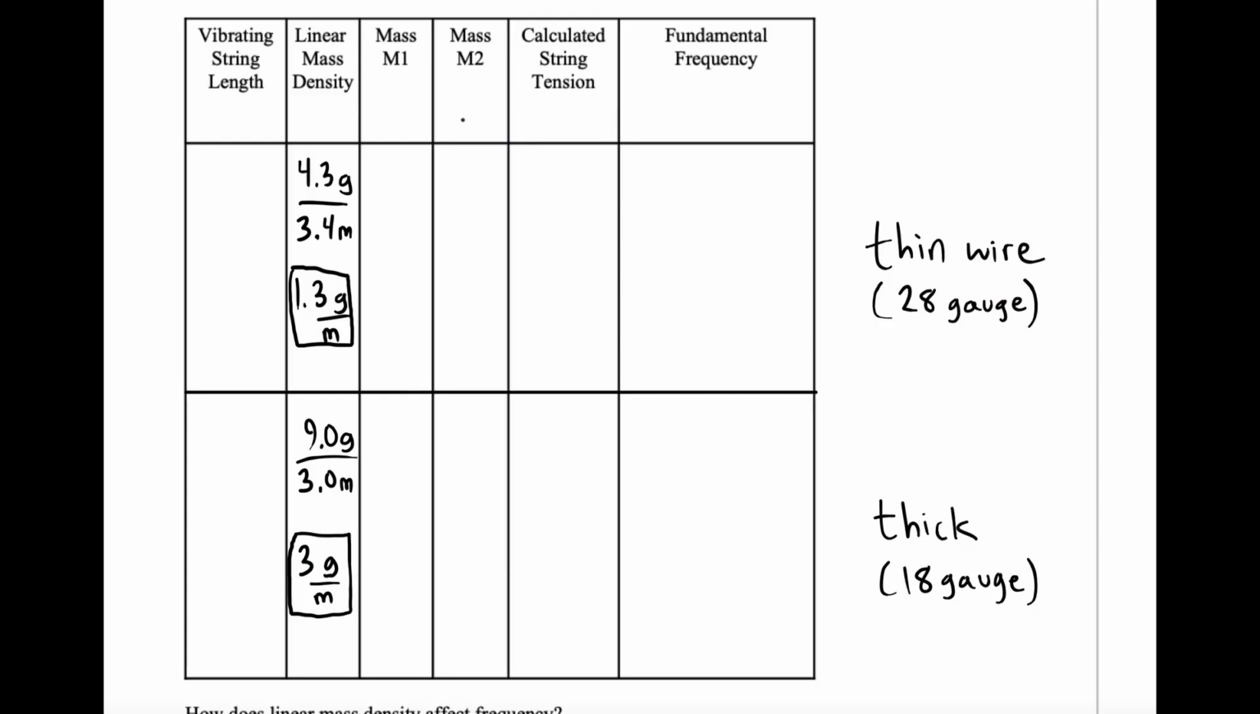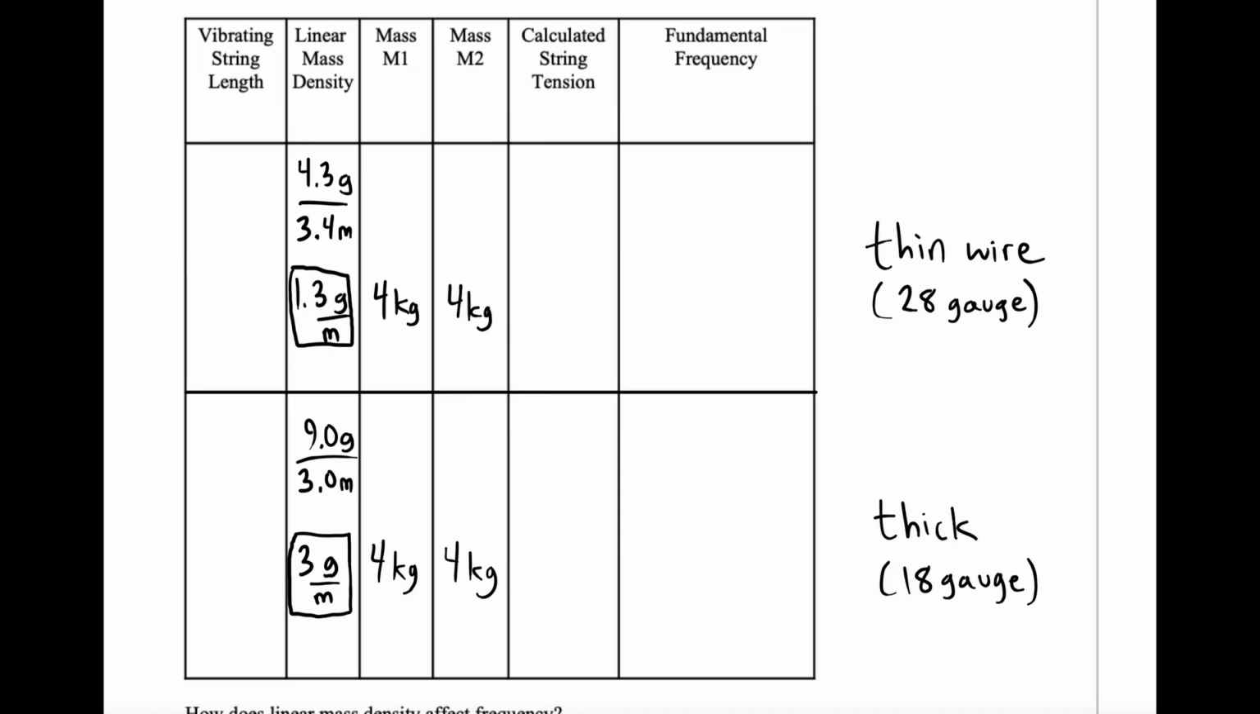So let's write down the final results. After all my practice and trials, I ended up hanging 4 kilograms from the left side of the thin wire and 4 kilograms from the right side of the thin wire. I also made it so that the thick wire mass ended up matching with that. So it was 4 kilograms for everybody.